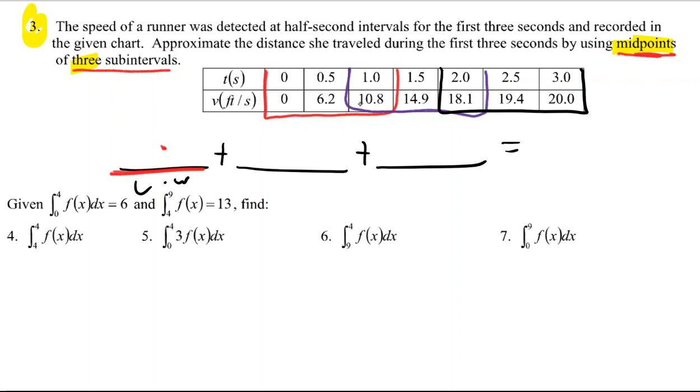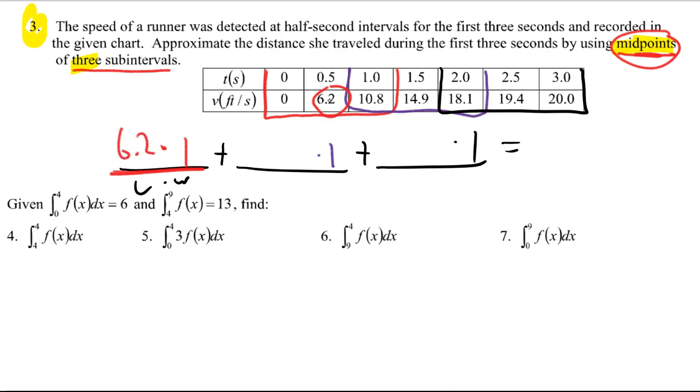So the width of this guy would be 1. 0 to 1 is 1. Looks like the width of this guy would be 1, and the width of this guy would be 1. But what's going to change is the length of each of those rectangles. Since it's a midpoint, you should take the value in the middle.